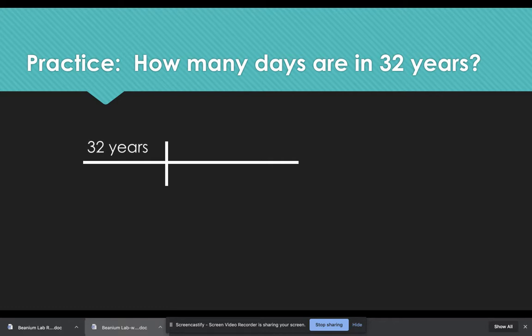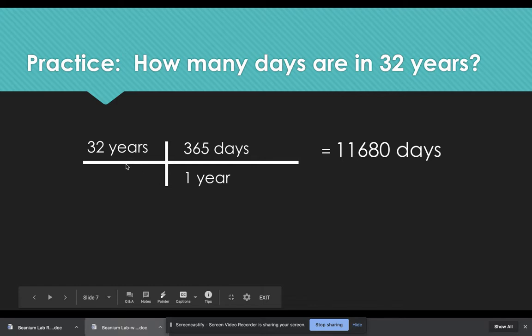How many days are in 32 years? Well, I'm going to start with 32 years on top of my T-table. I know that there are 365 days in every 1 year. My units cancel top and bottom. That's how I match things up. There's nothing under here because I only have 1 unit that I'm converting. When we get to 2 units, there will be something under here. So years cancels, I'm left with days. I'm going to multiply 32 by 365, and there's only 1 thing on the bottom. So whatever's on top, which is 11,680 days, divided by 1, is still 11,680 days.